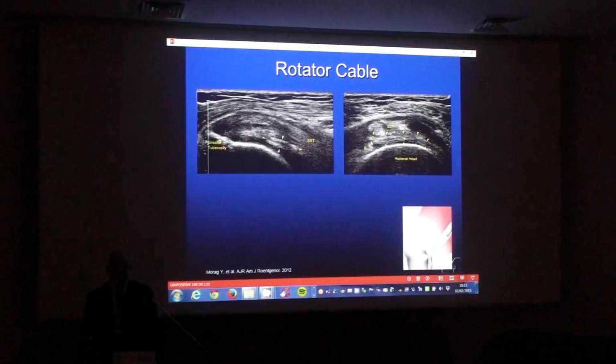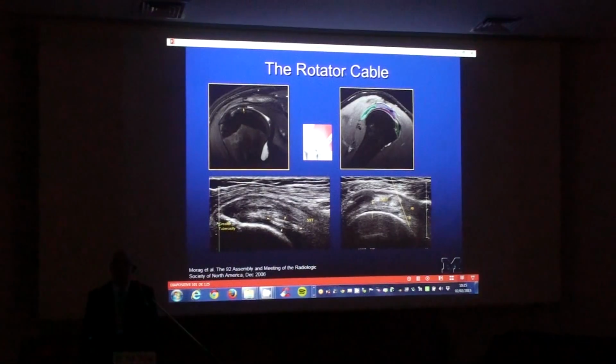You see fibers running from the interval perpendicular to the cuff, deep to the IST, and finally merging with the capsule in the area of the teres minor. Same thing on MR and MR arthrogram. Coronal and sagittal weighted sequences.